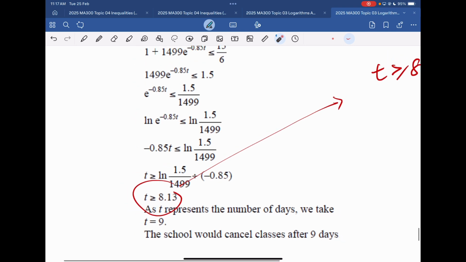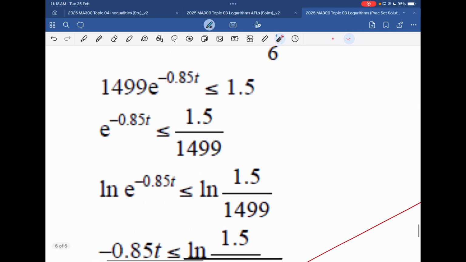Is it okay if you don't use inequality? You use equal instead? You can use. Oh yes, it's fine. Log inequality, you will see in chapter 4.